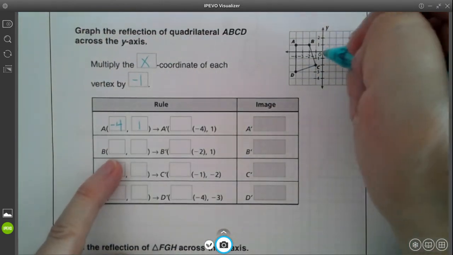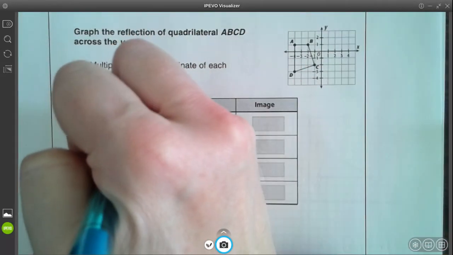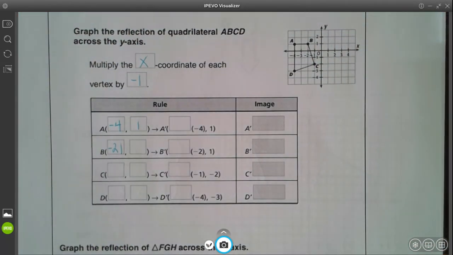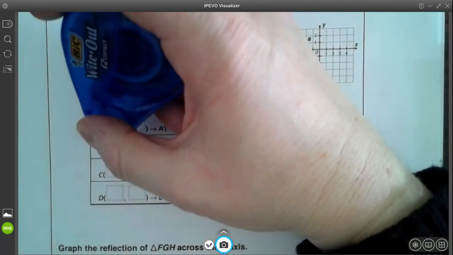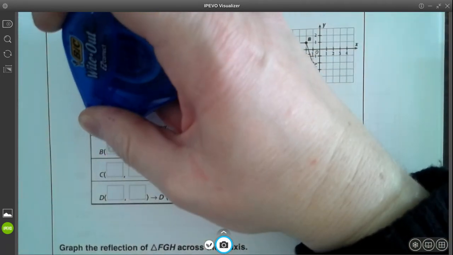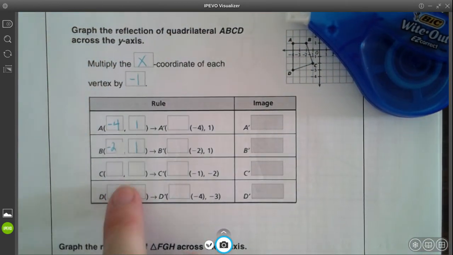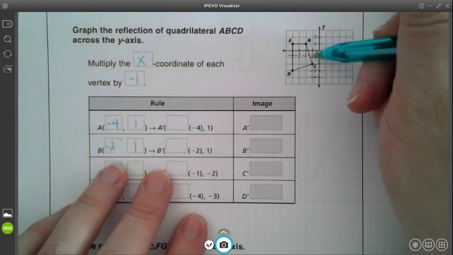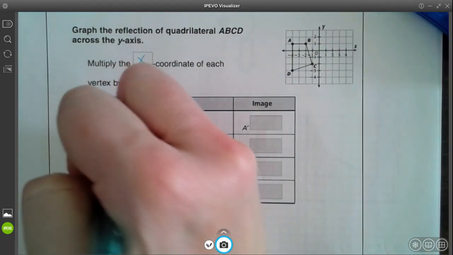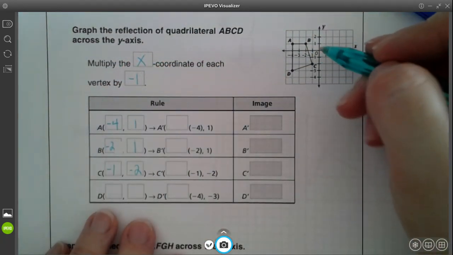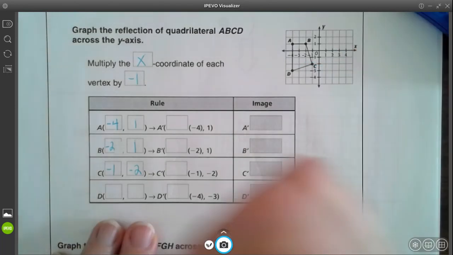B is at -2, +1. C is at -1, -2. And D is at -4, -3.